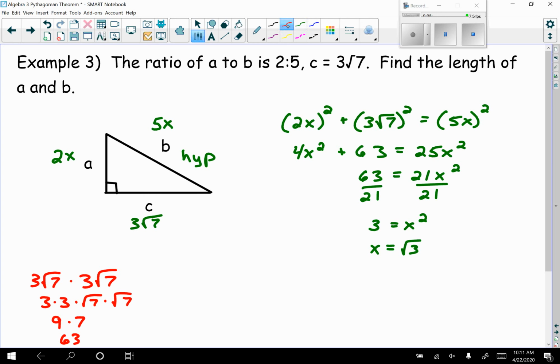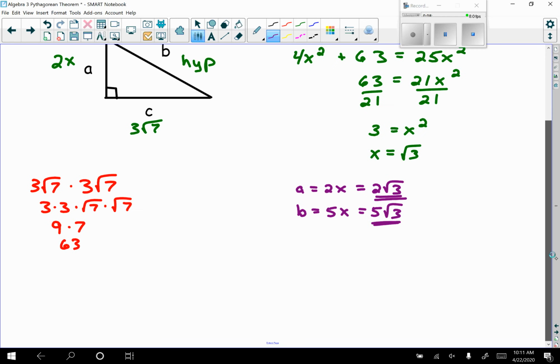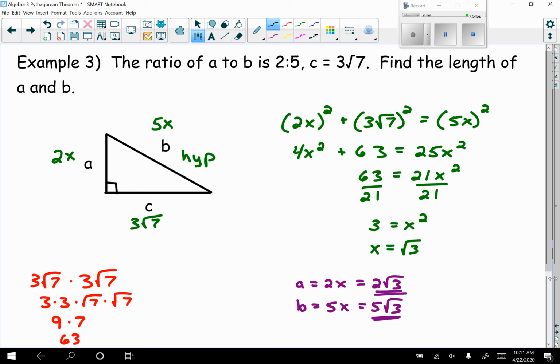So what this tells me now is that side A, which is 2x, is really 2 radical 3. And then side B, which is 5x, is really 5 radical 3. So here are my two answers for the length. And then I do want to check this one just because of the nature of the problem. So just to go through and check.